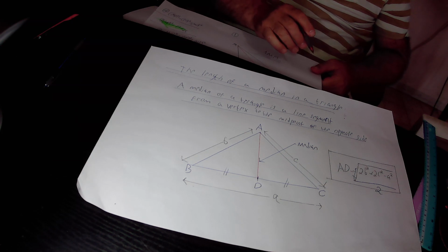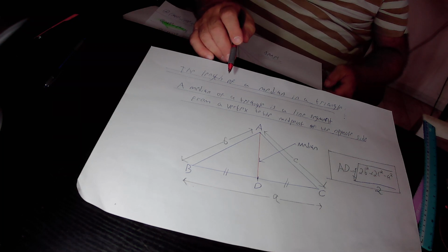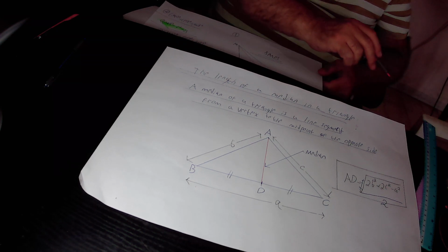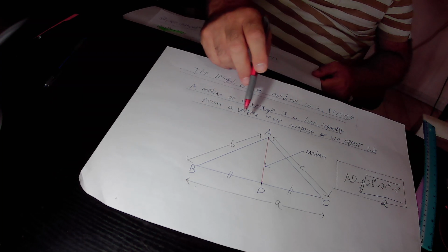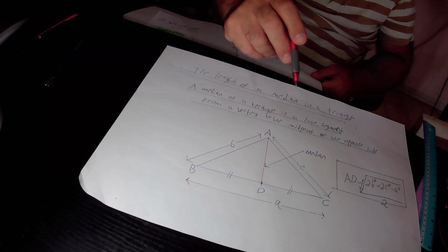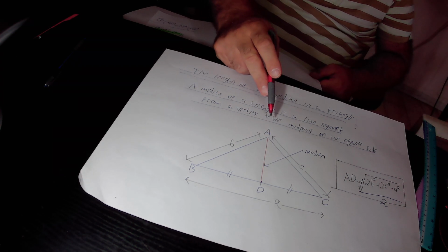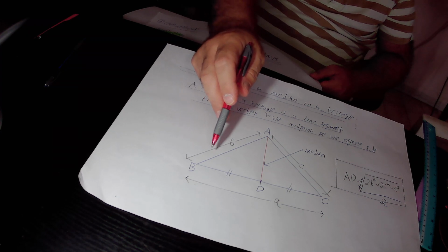A median of a triangle is a line segment from a vertex to the midpoint of the opposite side. This is triangle ABC. The length of side AB is B units, side AC equals C units in its length, and side BC equals A units in its length. AD is the median of this triangle ABC. The median AD starts from the vertex A and ends at the opposite side of the vertex A, that is side BC.